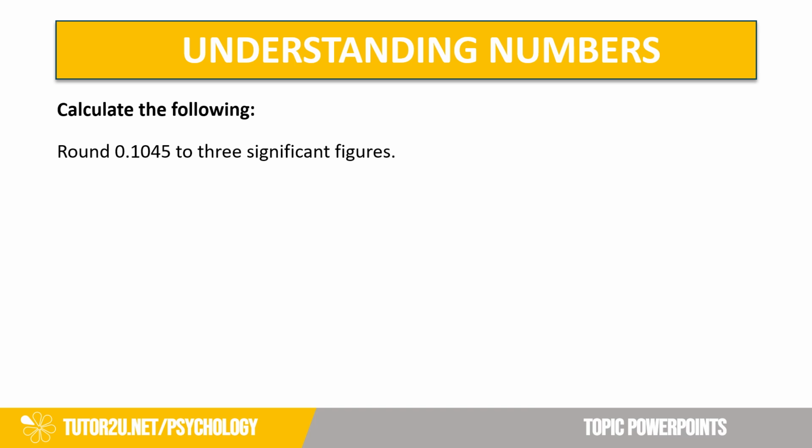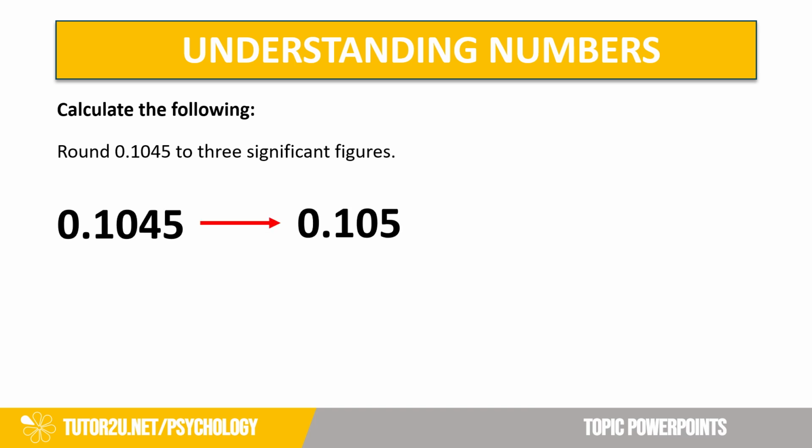Okay, second one to try. So round 0.1045 to 3 significant figures. So again, if you wanted to pause the video. So our 3 significant figures would be 0.105.